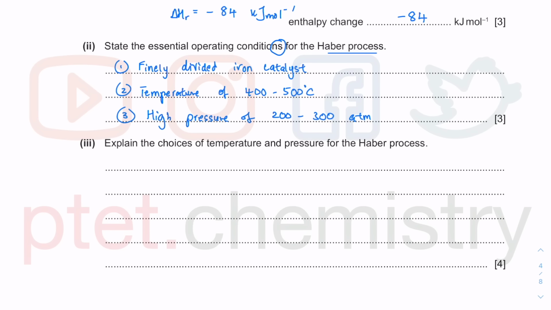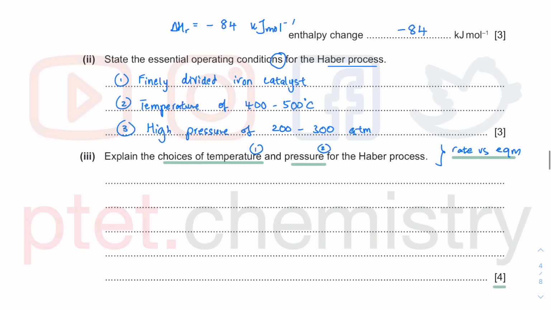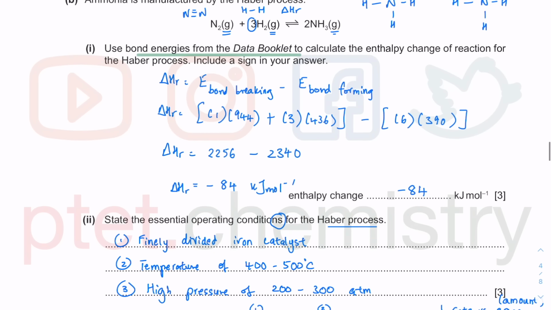As for the next question, there are 4 marks altogether. This is about the choices of temperature and pressure. So first of all, you need to think about temperature and then pressure. The choices always come down to 2 things, rate versus equilibrium. This rate versus equilibrium is always a very popular question. Of course, the question doesn't say rate versus equilibrium, but when I say that, what I mean is rate versus amount. Equilibrium refers to this equilibrium yield of the ammonia, which is your product.